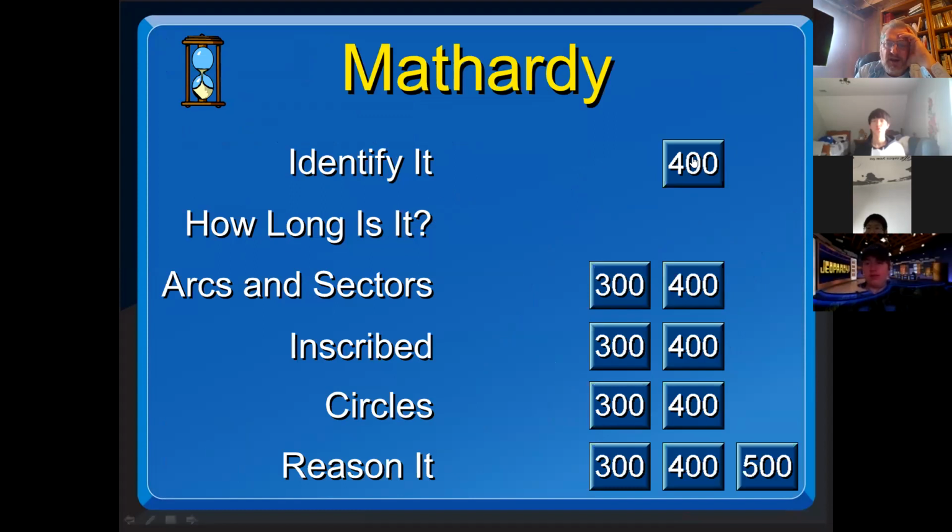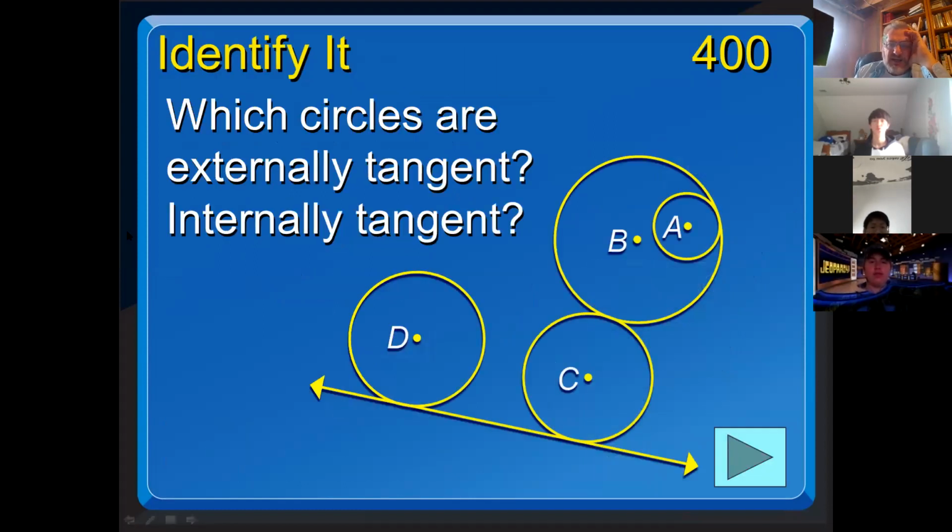Identify at 400. Okay. Which circles are externally tangent and internally tangent? Easy. I remember doing this. It goes all the way back to like section 2, I think, or maybe section 1. I'll give you a hint. They're all on the right side. Tangere, Latin for to touch. Externally tangent. Internally tangent.